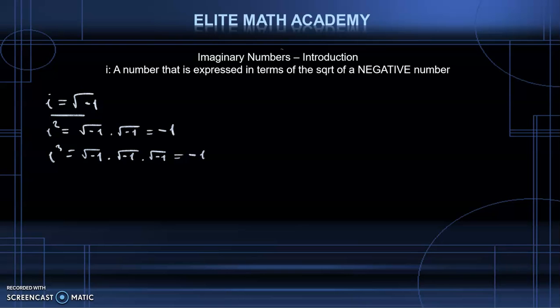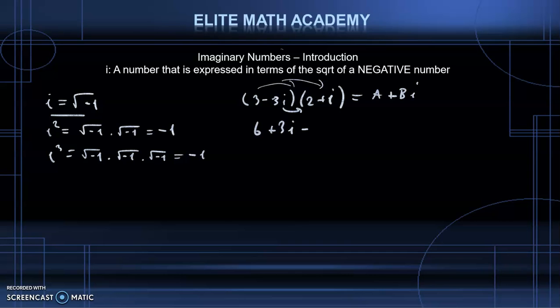And some questions may be more complex, and they may not involve fractions. Let's look at this example: (3 minus 3i)(2 plus i), and simplify to a + bi format. Now, we will distribute these parentheses first with 3. 3 times 2 is 6, and 3 times i is 3i. And once we distribute this, this will be minus 6i minus 3i squared.